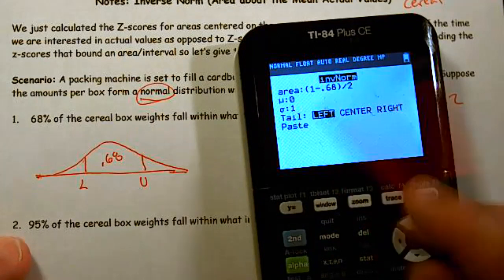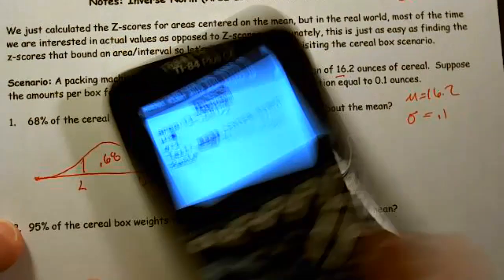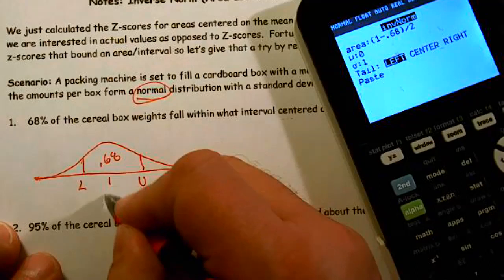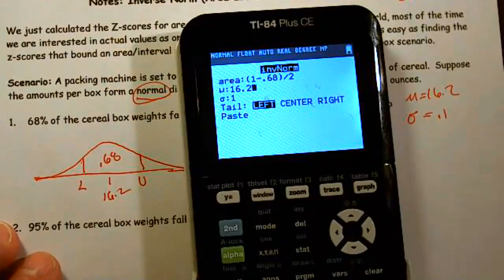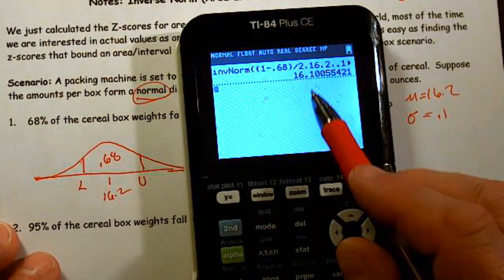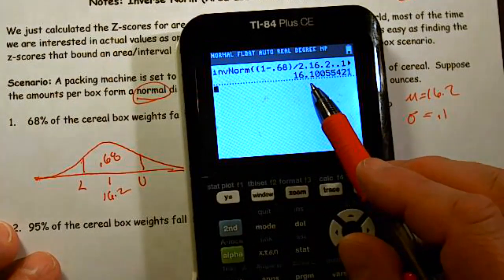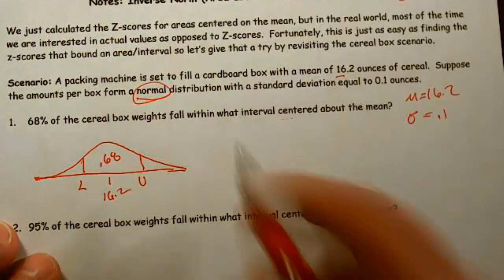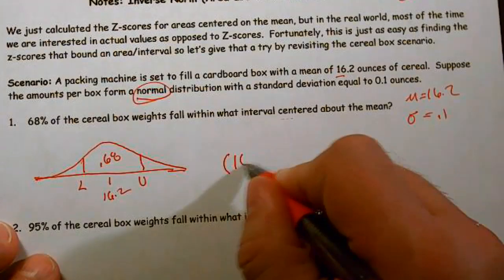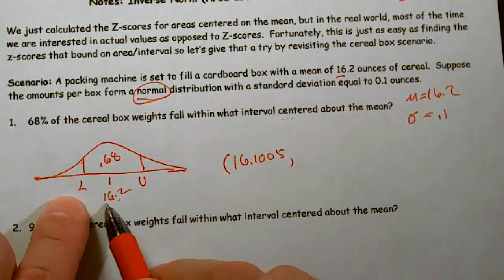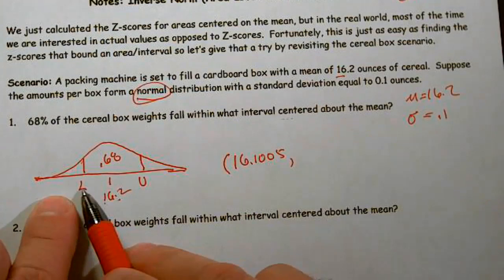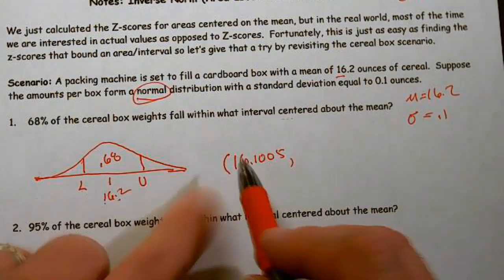My mean is no longer 0. My mean is 16.2. And my standard deviation is not 1, it happens to be 0.1. And I end up getting 16.1005. That's my lower. Now, my question is, does that make sense? It kind of does. It's below 16.2, and we know the lower is drawn below it, so it should be below it.